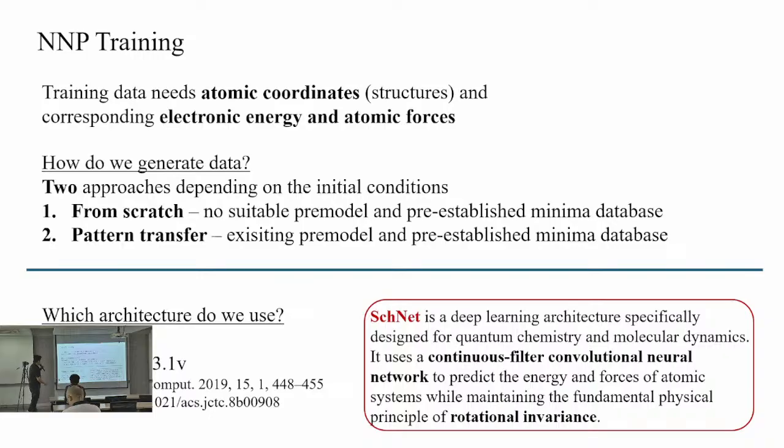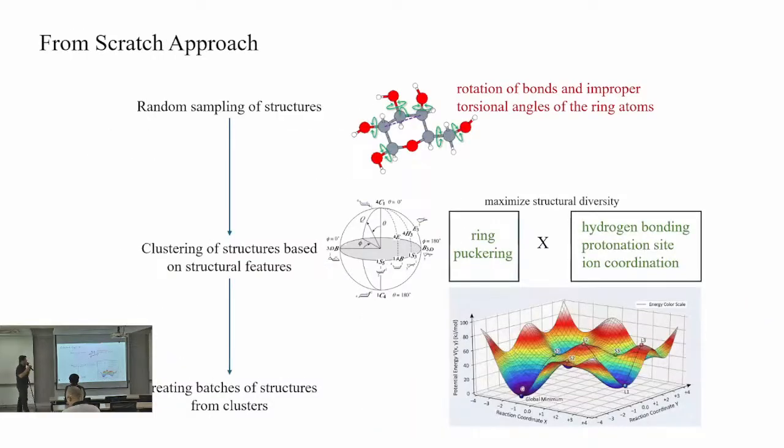Okay. All right. So when we don't have any starting database, we don't have any good, decent pre-model, we do this sort of from-scratch approach. For example, here we can do some random sampling of the structures. When we say random sampling, we just randomly rotate the single bonds present in the structure. So you can do rotation of bonds, and then you can also do some improper torsional angle rotations in order to explore the ring puckering, for example, of the cyclic sugar.